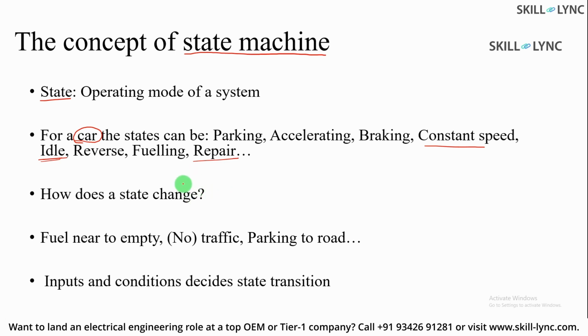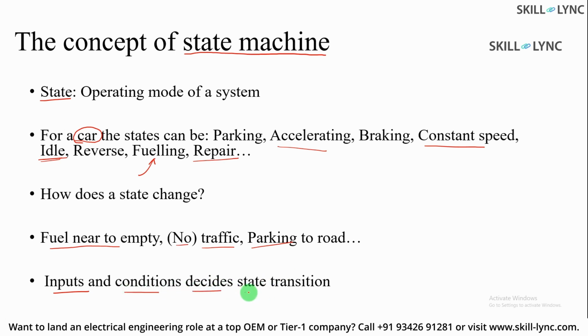Now state changes based on some decisions, right? So what are those important decisions? Whether you are going from parking to road, or whether there is traffic or no traffic. And if there is no traffic, probably you may ride at a higher speed and accelerate your vehicle, or run at a constant speed. Or if the fuel is near empty level, then you will go for fueling. So what are the decision making parameters? Decision making parameters may be the traffic, the fuel level, and many other road conditions. So inputs and conditions together are going to decide the state transition.